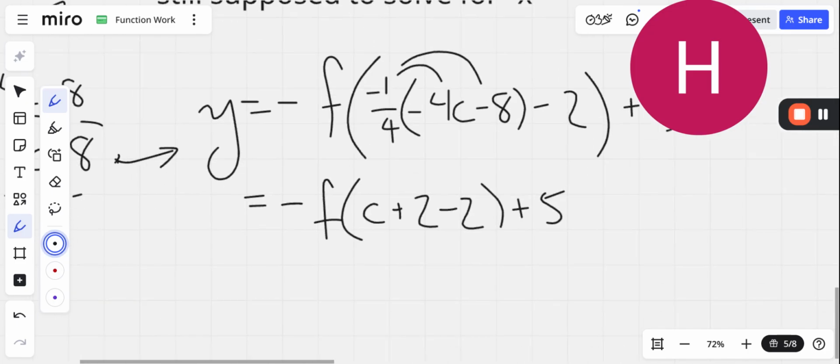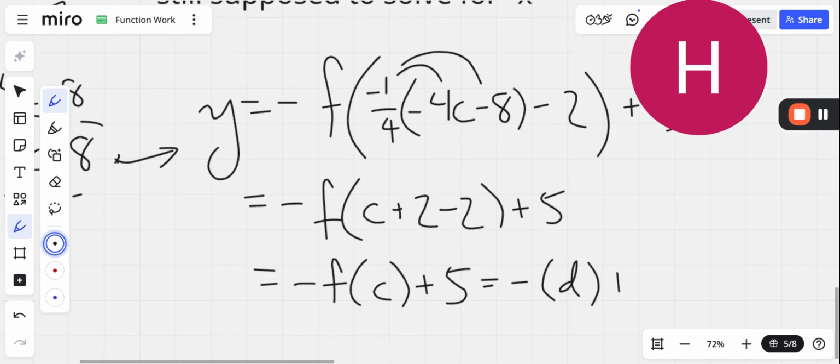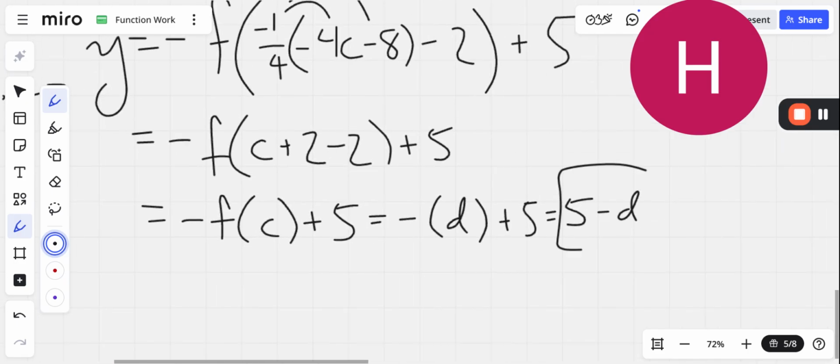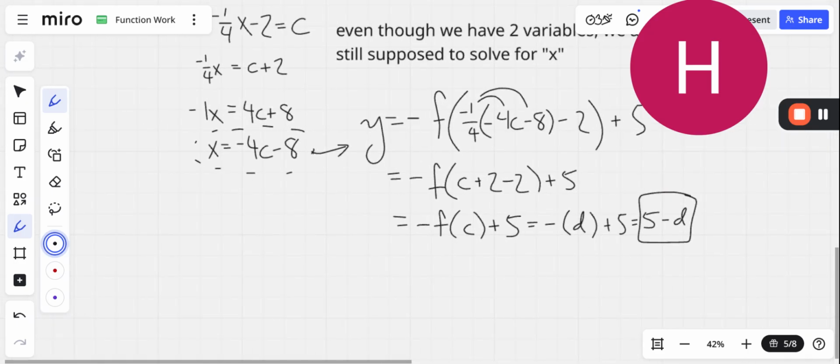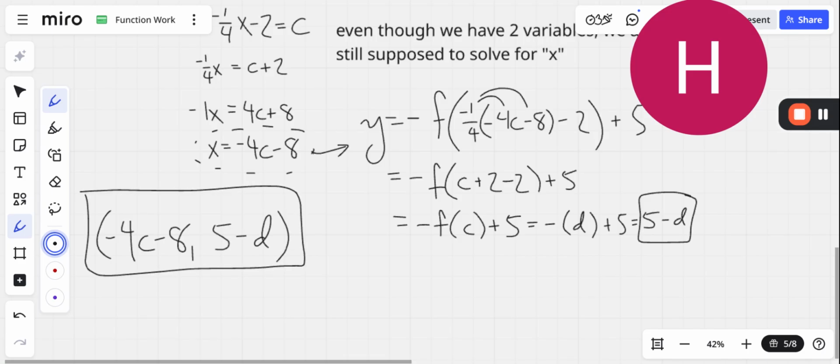So clearly this is going to turn into f of c on the inside, and we know that f of c equals d. So we can maybe write this as negative d plus 5 or 5 minus d. So the point that we have here, it is a little bit weirder looking. The x value is negative 4c minus 8, and the y value is 5 minus d.